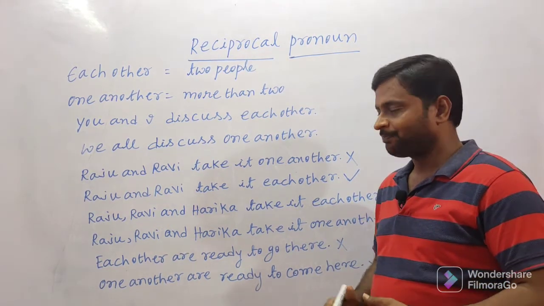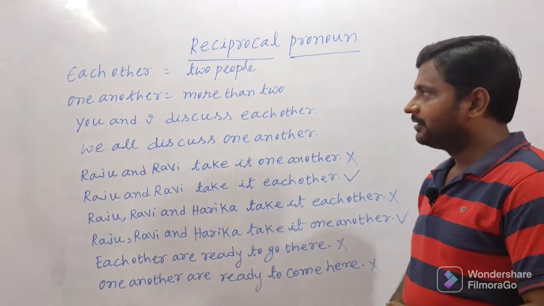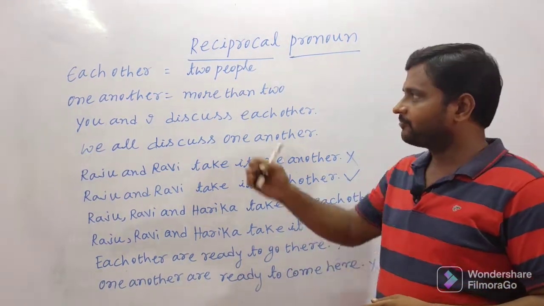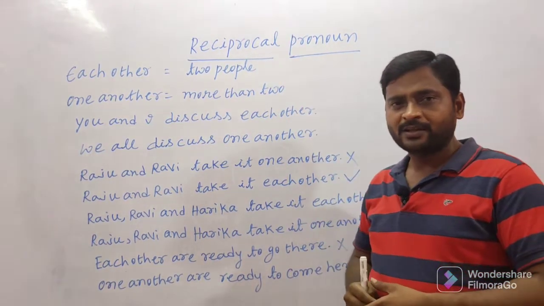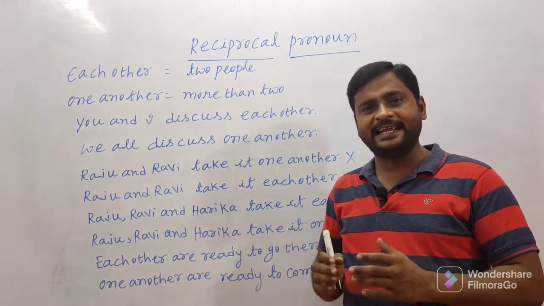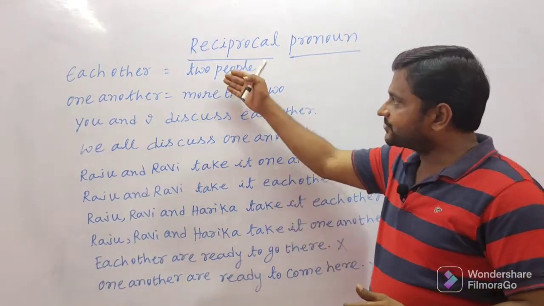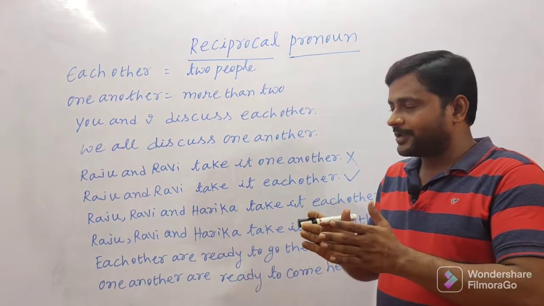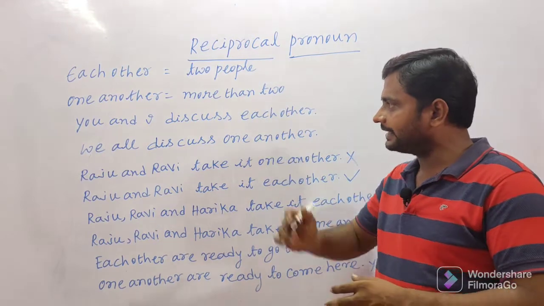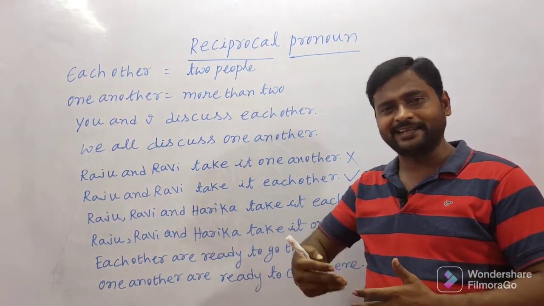Okay, dear friends, now let us see the topic, the reciprocal pronoun. In the reciprocal pronoun, we have two forms. First one is each other. Number two, one another. What is the difference between each other and one another? Each other, we can use for two people or two things. One another, for more than two people, more than two things.